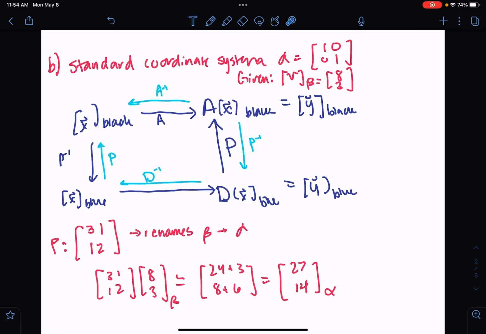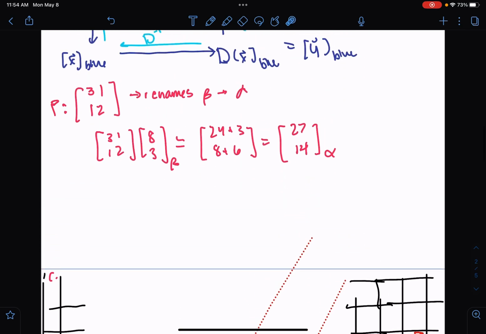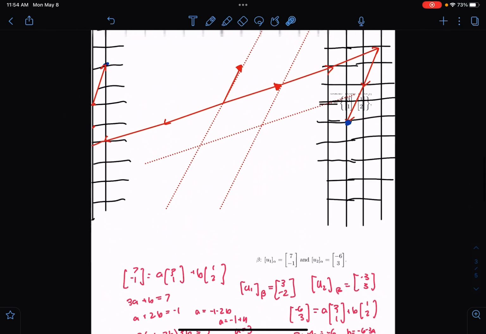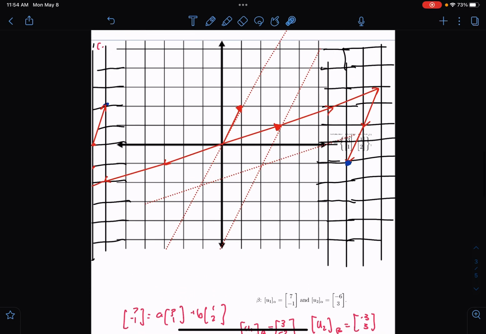So if we're given this vector right here in our diagram, if we wanted to get this vector, we're going to apply P. So I went ahead and applied P right here times the given vector. It's going to equal 2714 in the alpha basis. So the original alpha basis, the original coordinate system. Okay, there we go. And for part C, I'm going to use a more geometric or graphical representation of the same thing to rename some coordinates.